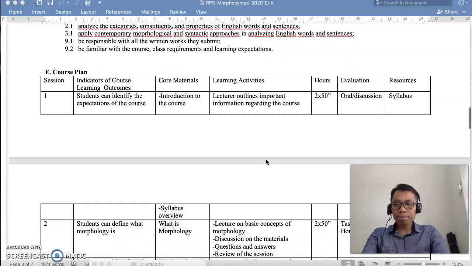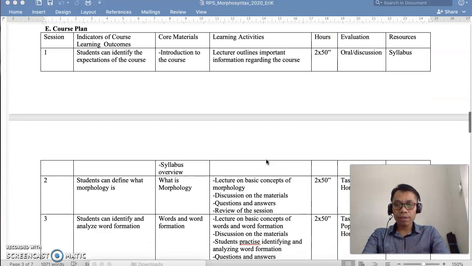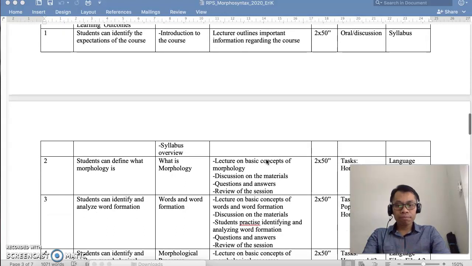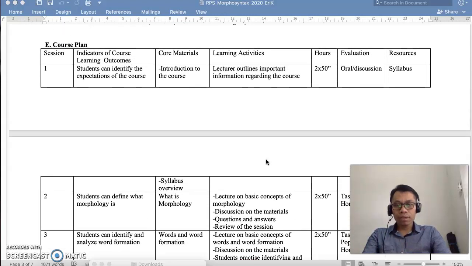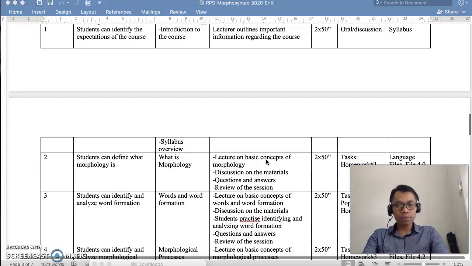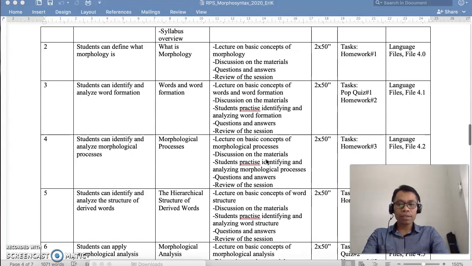So moving on to the course plan, the first week will be on introduction. So the goal is to help you identify the expectations of the course, and hopefully you know what to expect of you. And then in week 2, we will start talking about morphology. What is morphology? What are some basic properties of morphology?